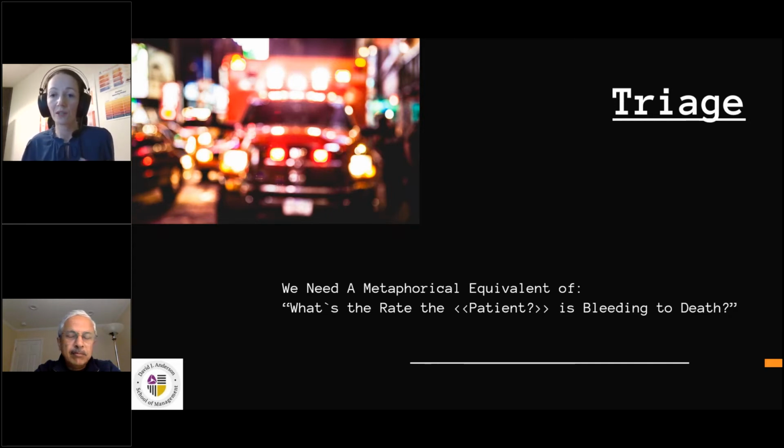And from the Kanban perspective, we ask the question, and I will quote David here. We need a metaphorical equivalent of what's the rate the patient is bleeding to death. And I put the patient in quotation marks because the patient in our Kanban system is the request, is the idea. So we ask the question, how urgent for us is to deal with this particular request?